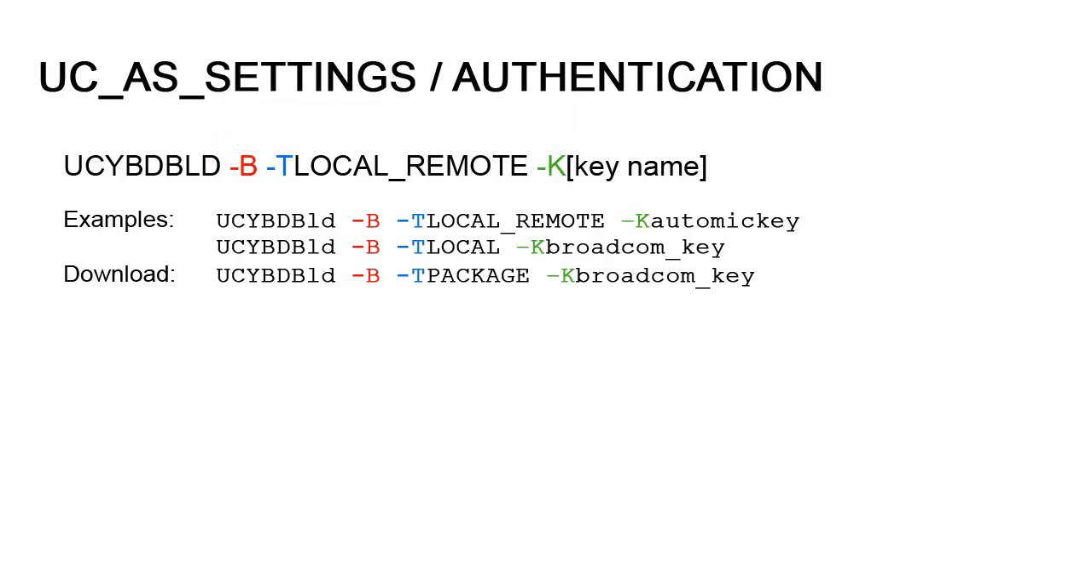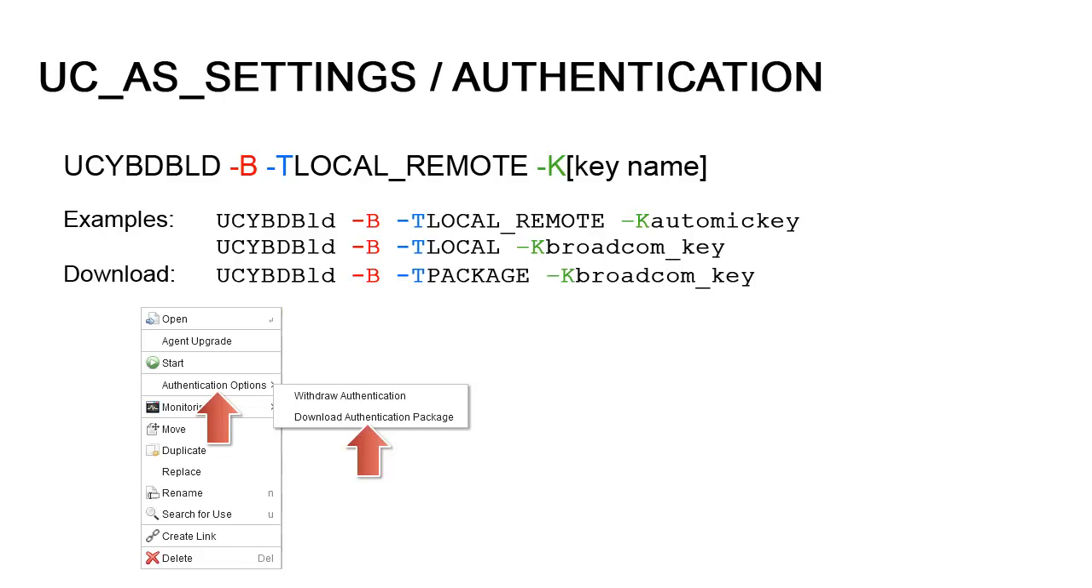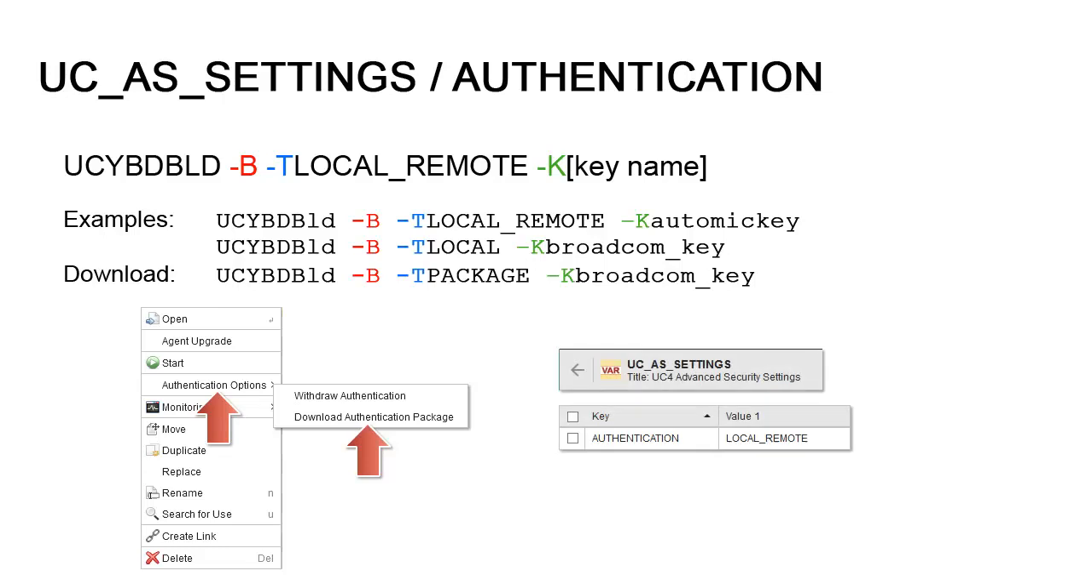When we set the method, a number of things happen. First, it generates the authentication key, which needs to be downloaded and passed on to the agents. The key can be either generic in the case of the local method or agent-specific in the case of the local remote method, which is more stringent as a result. It also updates the advanced security settings in UC_AS_settings.